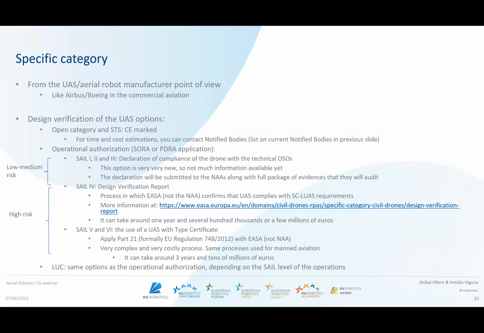And then for SAIL 5 and 6, you will need a type certificate. So a type certificate is like the certification that a manned aircraft gets. So you will need to do it as with manned aircraft. And this is a very, very complex and costly process and could take around 3 years and millions of euros, just to give you an idea, okay? With the LUC, you have the same options depending on the SAIL level as with the operation authorization. So this is the point of view if you are a manufacturer. And before we explained the point of view of the operator.